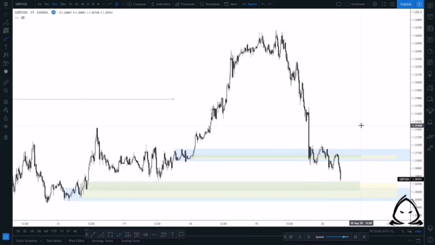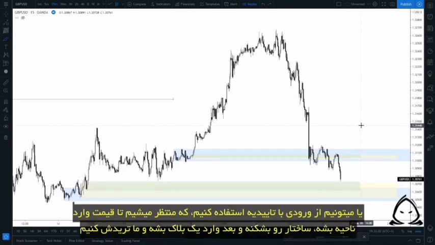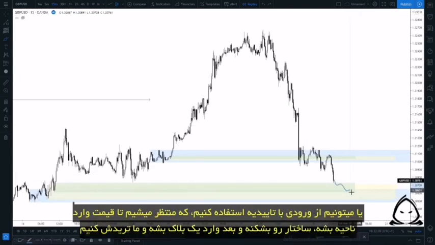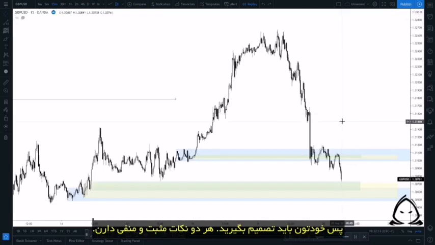and look to enter long. Or we can also enter using a confirmation entry, where we would wait for price to tap in, break structure, and then tap into a block and enter based on that. So the option is totally yours in this case. There's pros and cons to both.